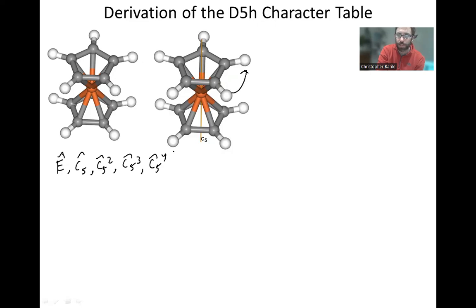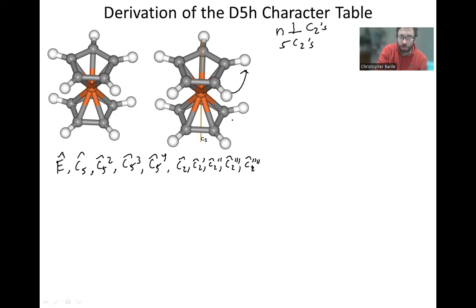We can't do a C5 5 times. That's equivalent to identity. All right, and then we also have in this molecule perpendicular C2s. And so any D point group, we always have n perpendicular C2s. So n is 5, so we're going to have 5 perpendicular C2s. We can call those C2, C2 prime, C2 double prime, C2 triple prime, and C2 quadruple prime if we want.